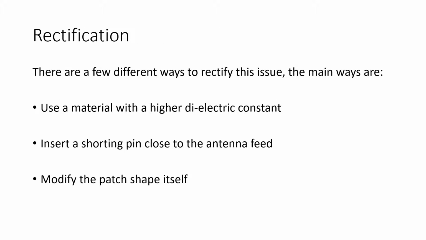The main ones are trying to use a material with a higher dielectric constant for the substrate. The problem with this modification is it will cause an increase in the cost of the microstrips, as well as an increase in the loss due to the use of this high dielectric material. Another modification is to insert a shorting pin close to the antenna feed. The drawback from this one is that it needs to be precisely inserted near the feed, which means it will make creating these antennas harder than before, which is also another drawback, as we want to fix this issue without changing the cheap and easy making of this antenna.